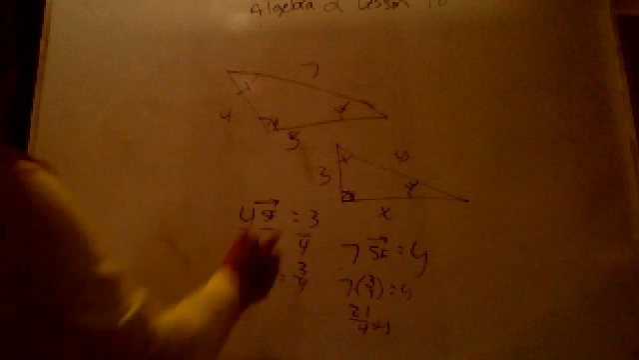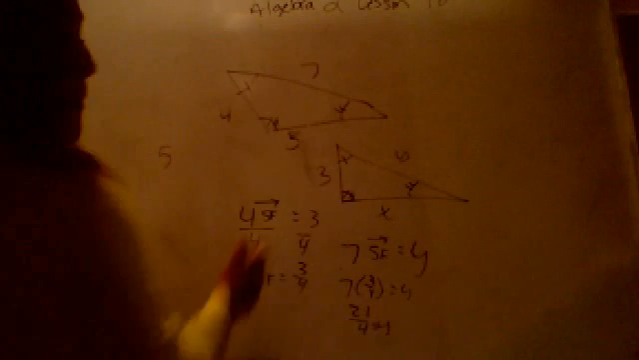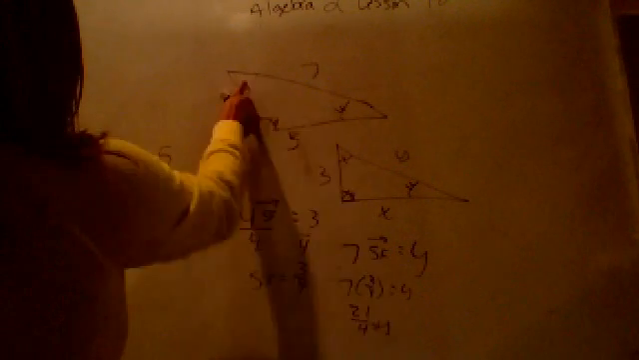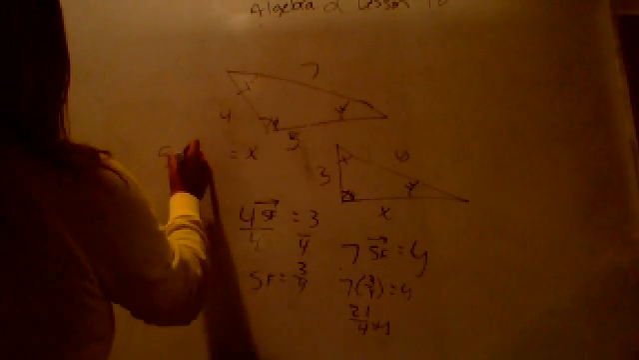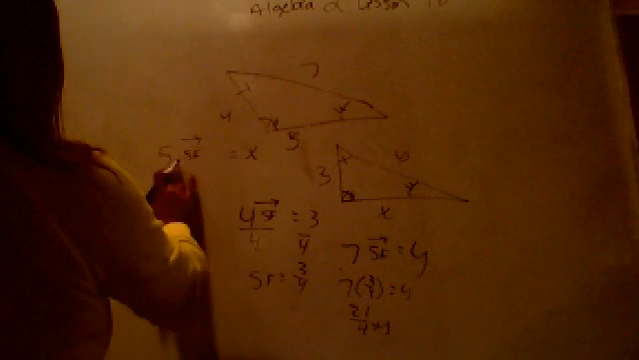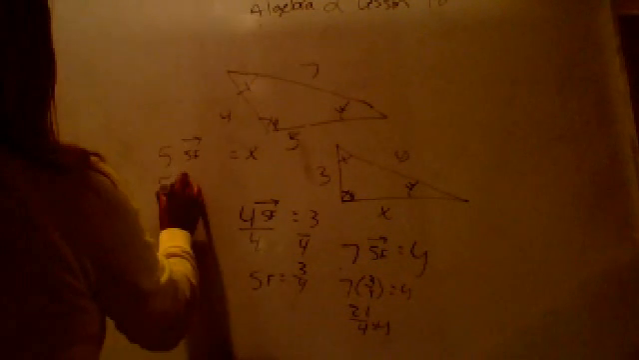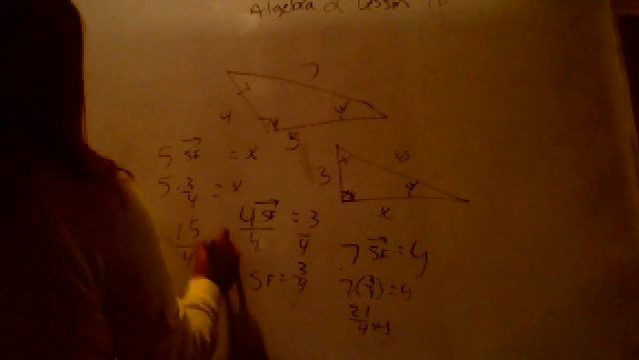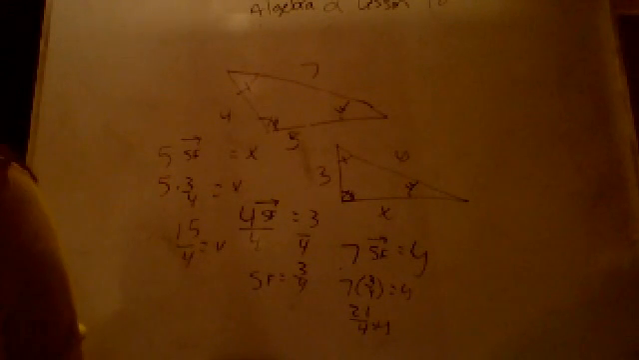Now we'll do the same thing for x. We said 5, because its corresponding angle is this, and they have the same tick mark. So 5 and x are corresponding. So 5 times the scale factor equals x. And then we know what the scale factor is. We said it was 3/4. So 5 times 3/4 equals x, or x is 15/4. And that's all scale factor is.